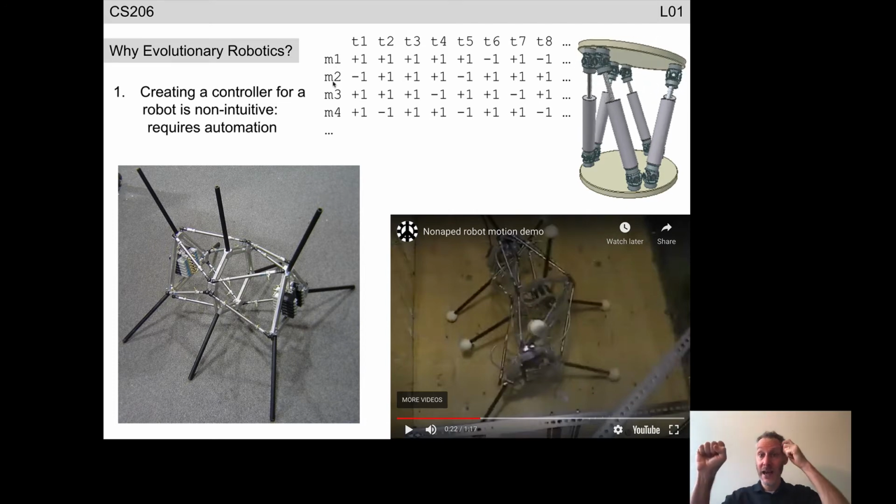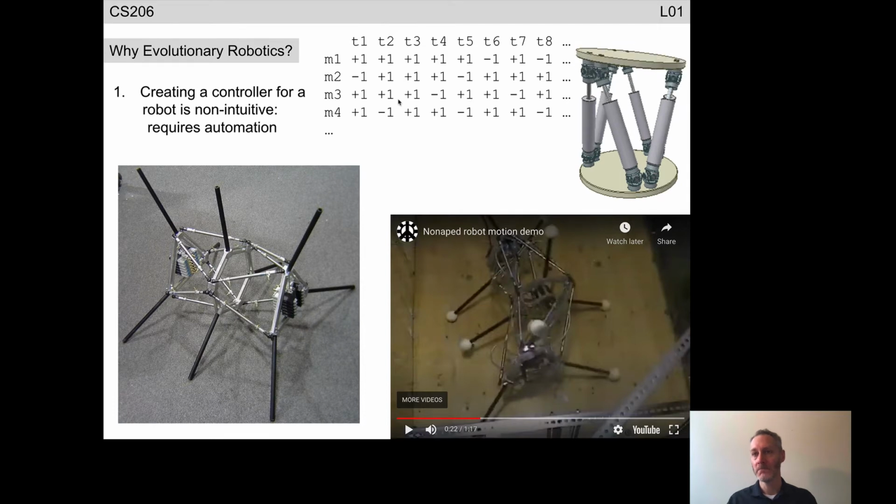Motor 2 attached to the second piston is going to compress that piston. Motor 3, extend, and so on. At the next time step, at 2 seconds into the lifetime of this nonaped, we want the first 3 pistons to extend and the 4th piston to compress. So no sinusoidal pattern here. They're just trying to pull and push according to this matrix.